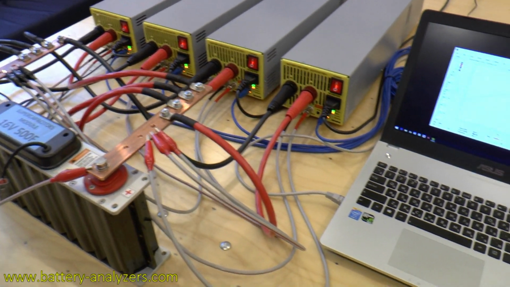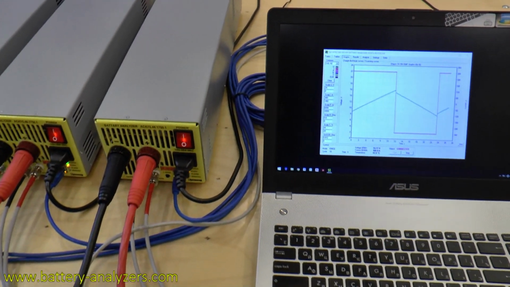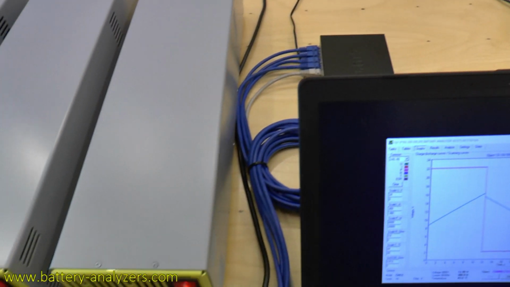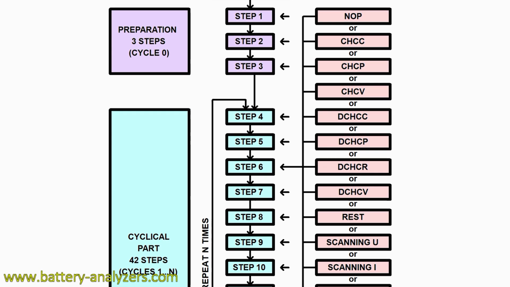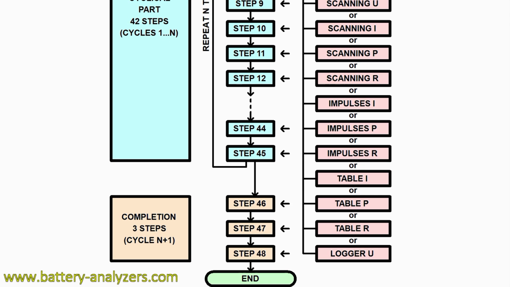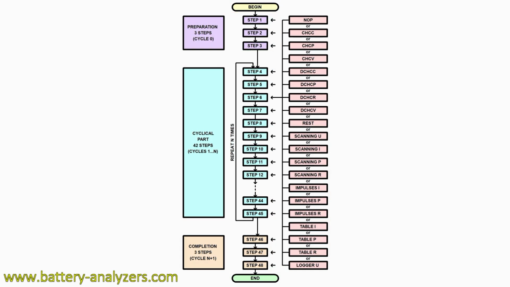The devices are controlled through a special application installed on the user's computer. The device and computer are connected directly or through a local computer network. The operation of the devices is configured by the user before starting the battery test, and is carried out according to a program that contains up to 3 test preparation steps, performed once, up to 42 steps in the cyclic part of the program, performed a specified number of times, and up to 3 test completion steps, performed once before the end of the test.